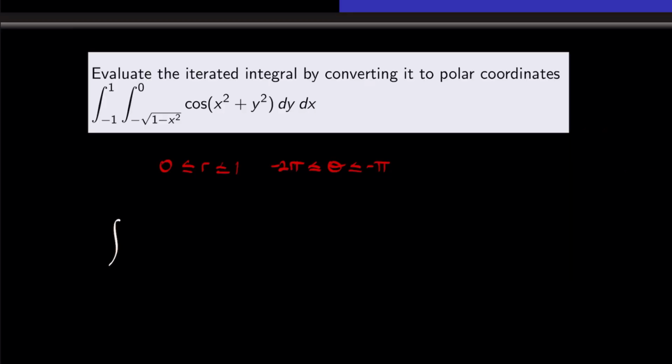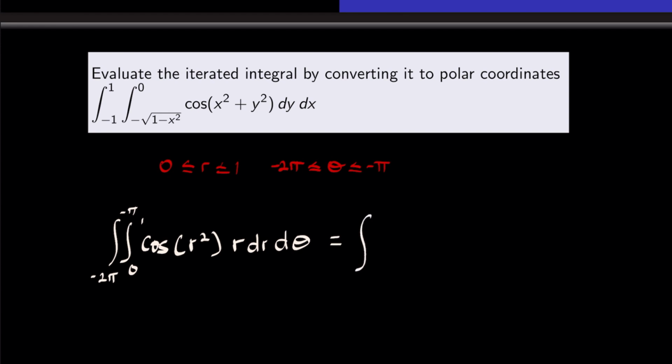Thus we are going to have the double integral of cosine of, so we know that x squared plus y squared is equal to r squared. So here is going to be r squared, and also we know that dx dy is giving us r dr d theta, and the range of integration will be, since we are integrating with respect to r first, from 0 to 1. So that's going to be 0 to 1, and theta will be from minus 2 pi to minus pi. So we now have to integrate this.